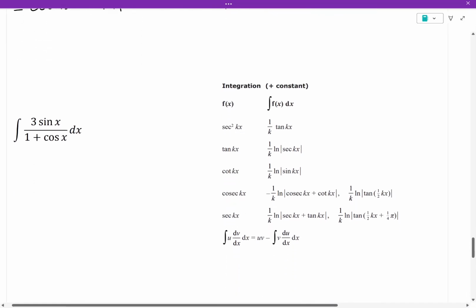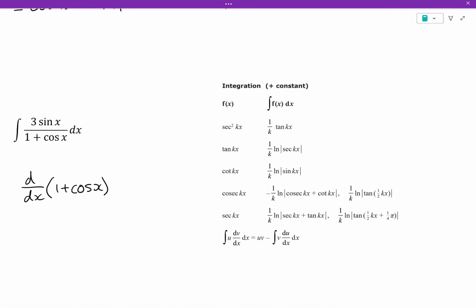Okay, another fraction involving trigonometric functions. So do we have one term in the denominator? No, we've got 1 plus cos x. Now let's consider our natural logarithm. If I differentiate our denominator of 1 plus cos x, do I get a numerical multiple of our numerator? Well, if we differentiate 1, we get 0. If we differentiate cos x, we get negative sin x. So I've ended up with negative sin x.